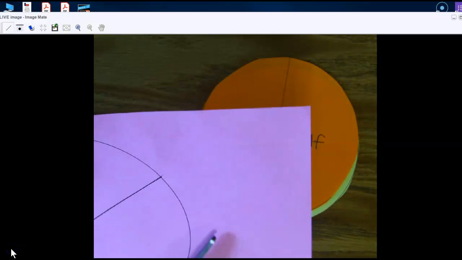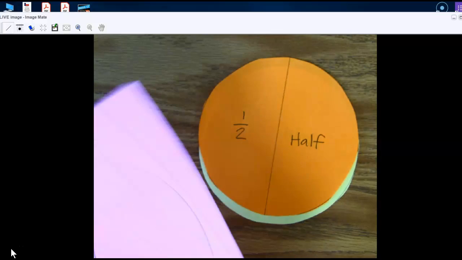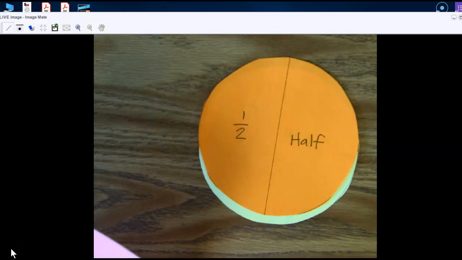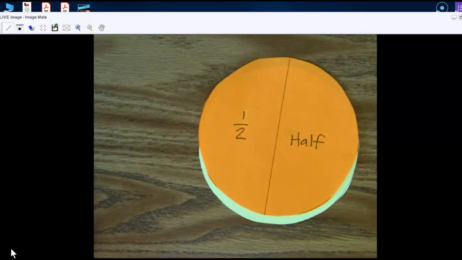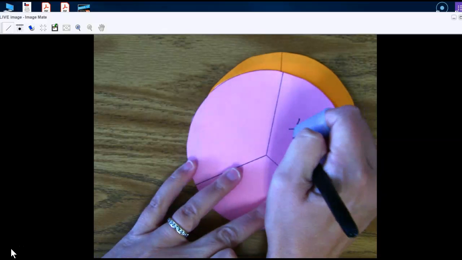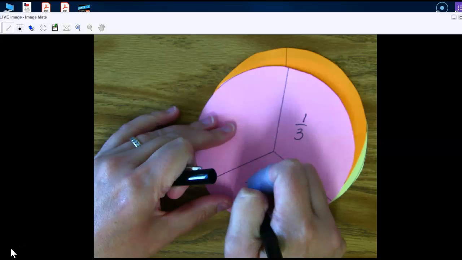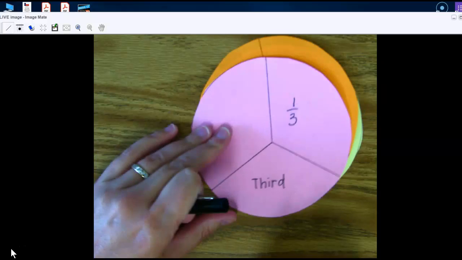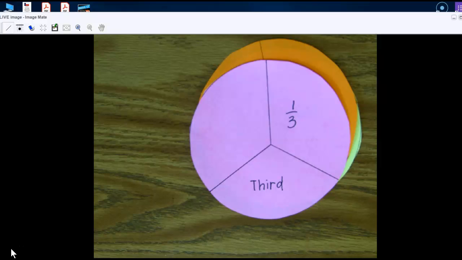Okay, now we're cutting out the pink one, cut into 3 parts. And then we are writing, one part is 1/3, and another way to say that in a word is third.